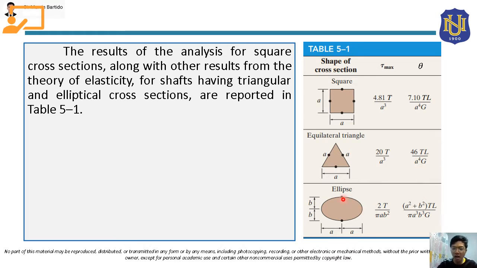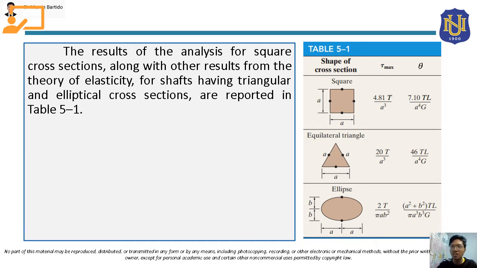Now for an ellipse, the maximum shear stress is 2T over pi A B squared, wherein A is this side and B is this. For its angle of twist, it is (A squared plus B squared) TL over pi A cubed B cubed times G. In all cases, the maximum shear stress occurs at a point on the edge of the cross-section that is closest to the center axis of the shaft.